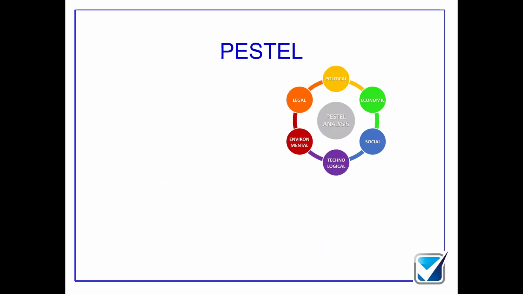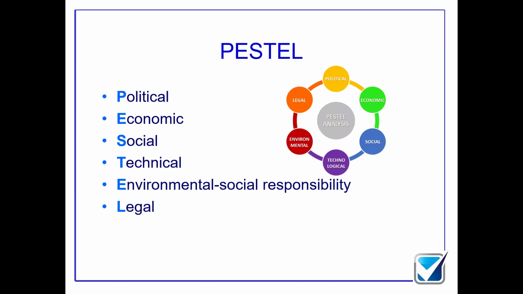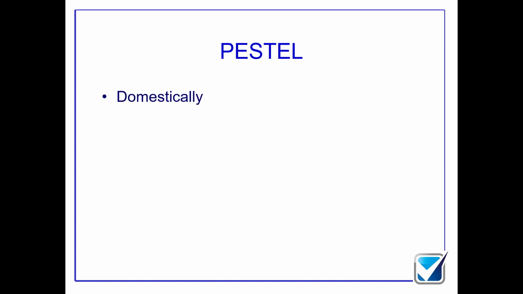Well, PESTEL stands for political issues, economic issues, social issues, technical issues such as technical development, environmental and social responsibility issues, and then legal issues as well. Now, all of these different areas need to be looked at when we are performing an external analysis of our external environment.